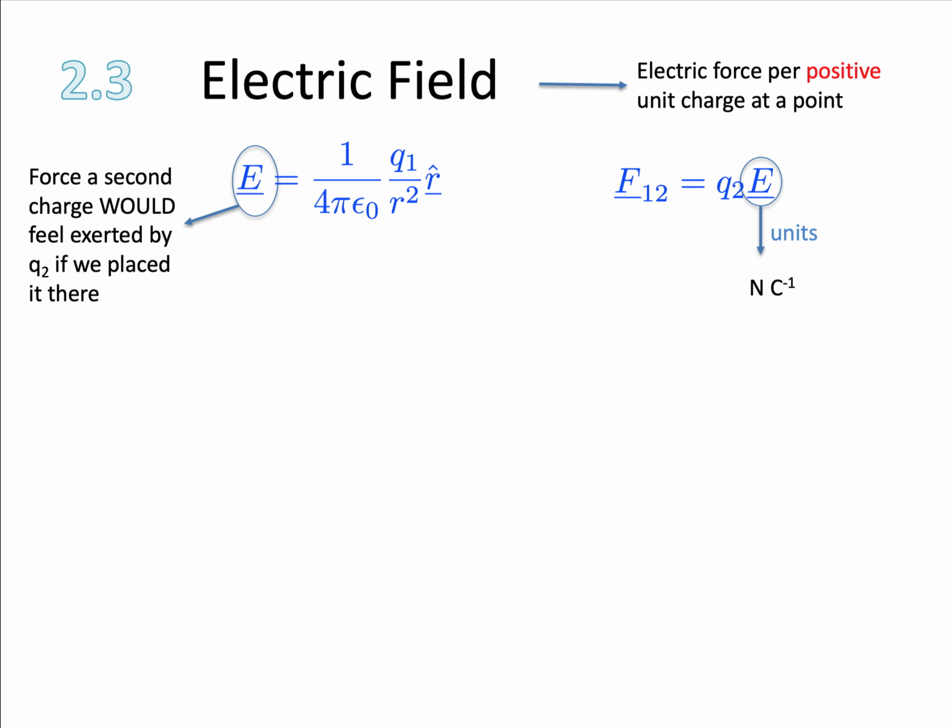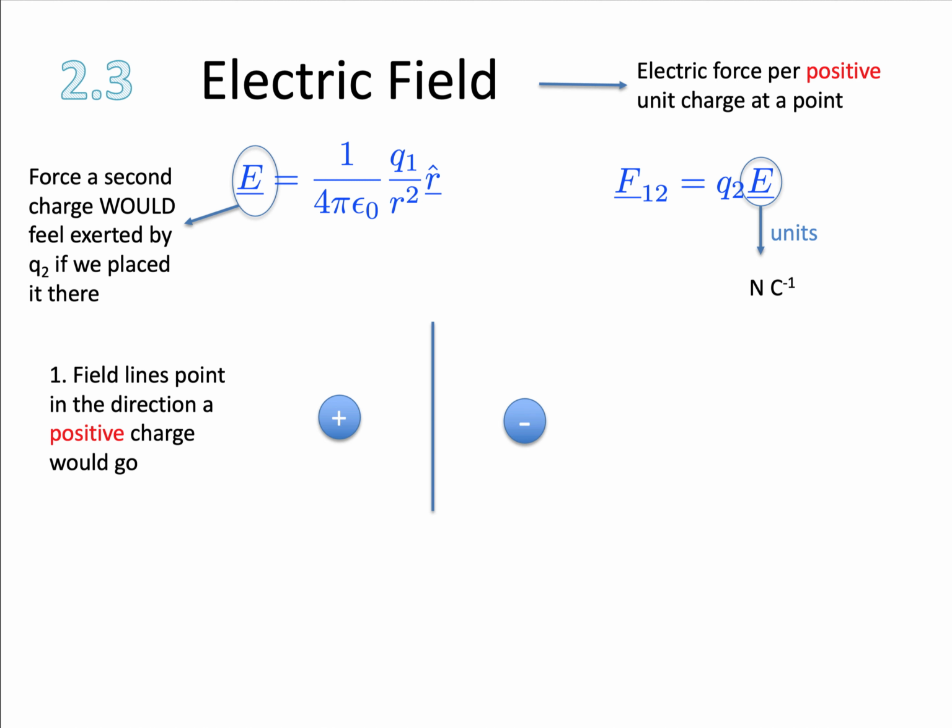Now moving on to field lines, which are a way of representing a field. There are a few rules about how to draw them. The first rule is that the field always points in the direction a positive test charge would go if you put it there. So the field lines around a positive charge would look like this, all pointing outwards, because if we put a positive test charge near to that positive charge, it will be pushed away. And the electric field lines around a negative charge would look like this, because a positive test charge would be pulled towards the negative charge.